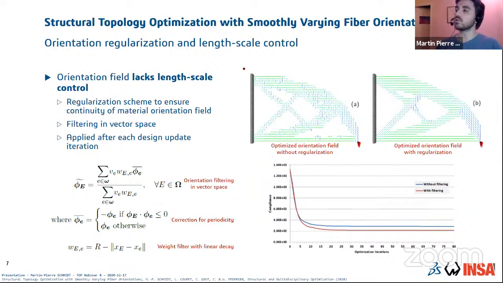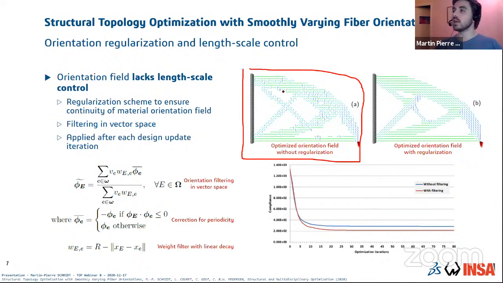We also, as is pretty common in topology optimization, need to put some form of length scale control on those material orientation variables, because if we do not, then we may end up with a situation where the design field basically has high frequency variation in the orientations. And this is what you can see there.